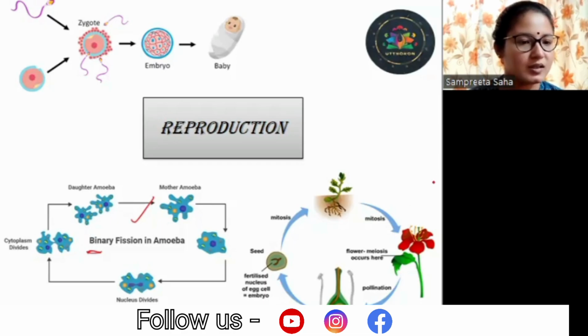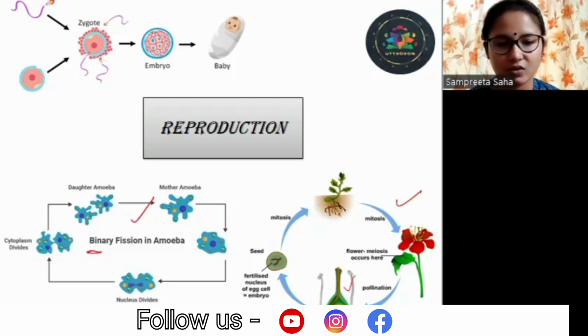Here you can see reproduction exhibited by higher plants, the angiosperms. We have flowers in plants, they pollinate. After pollination, fertilization happens. From there, we get a fruit inside which there is seed, and inside the seed there is embryo. This seed, after germination, gives rise to a new individual. So, this is reproduction for the angiosperms.